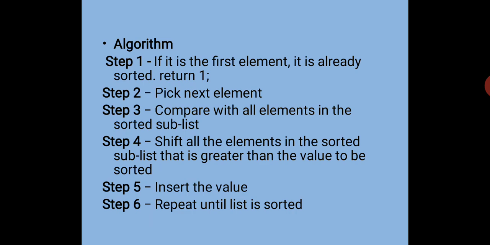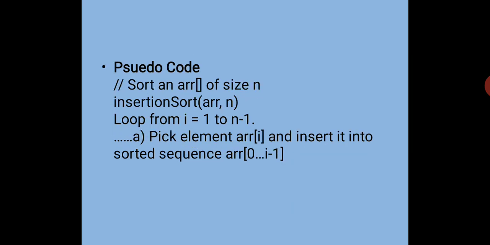So simple. So what is the first step? See, if it is the first element, it is already sorted. Then you return 1. Then you pick the next element. Compare with all the elements in the sorted sublist and shift all elements in the sorted sublist that are greater than the value to be inserted. Right? And then what you do? Then you insert the value and then you repeat until your list is sorted. So this is how you complete the algorithm.